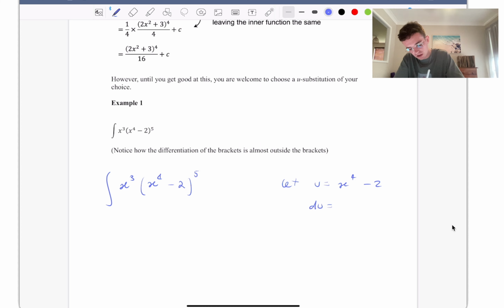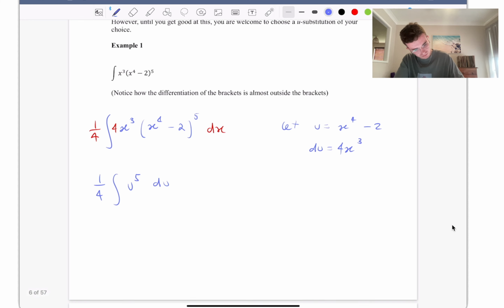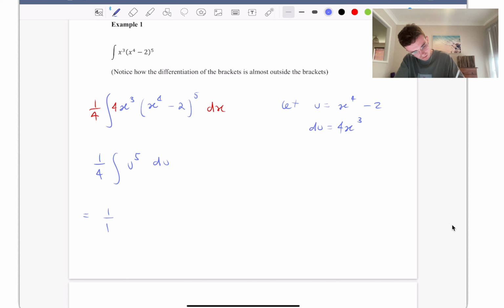That means du is 4x cubed dx. So we want to put the 4 here and the 1/4 there. So this is now 1/4 the integral of u to the power of 5 du, which is 1/4 u to the 6 on 6 plus c, which is (x to the power of 4 minus 2) to the 6 over 24 plus c.